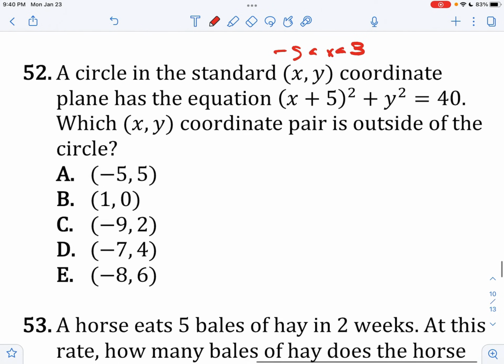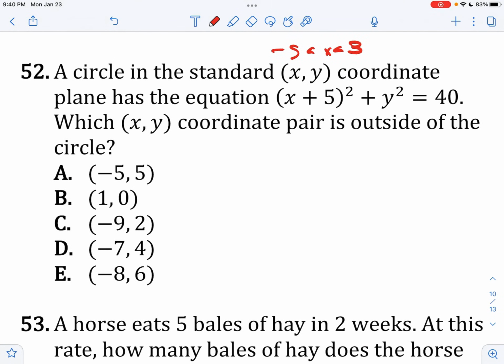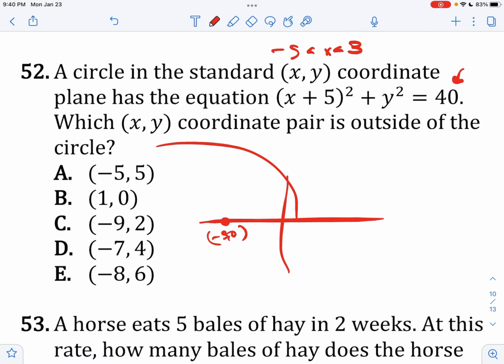A circle in the coordinate plane has this equation. Which point is outside of the circle? So we know that the center point is at negative 5, 0. And the radius is going to be the square root of 40. 40 to the 0.5, that's going to be about 6. So it's going to be approximately like this, where this is about 6.32, comma 0.